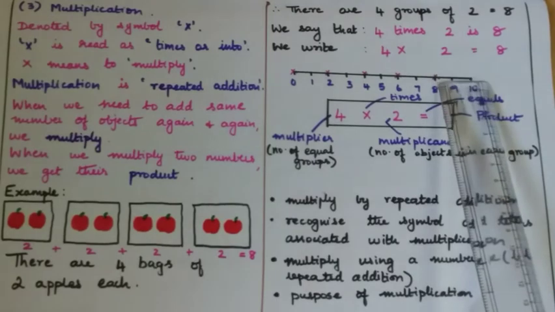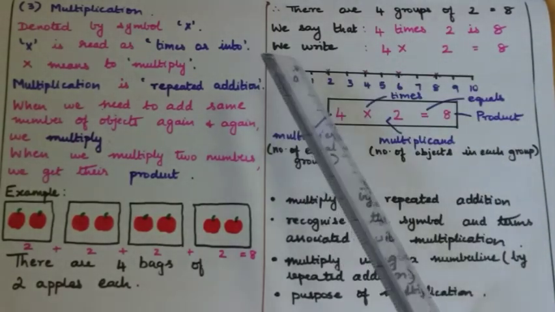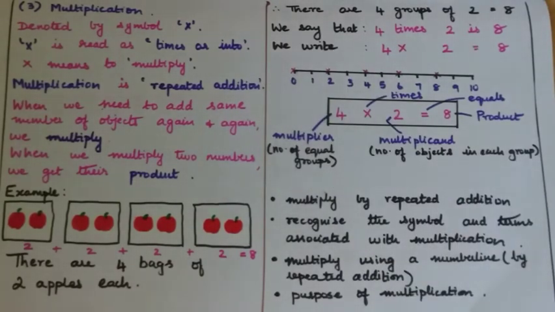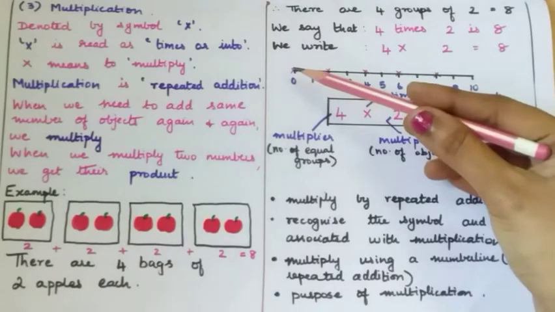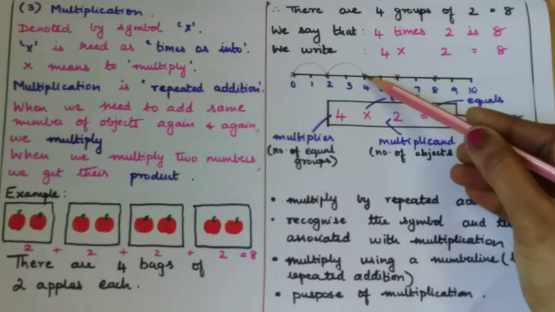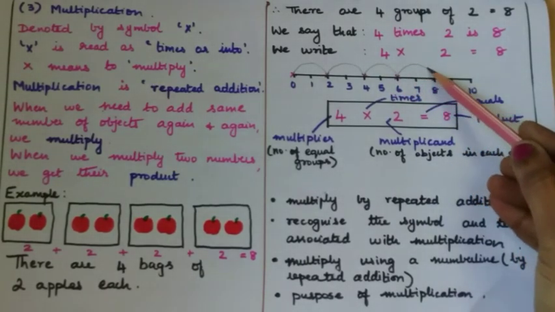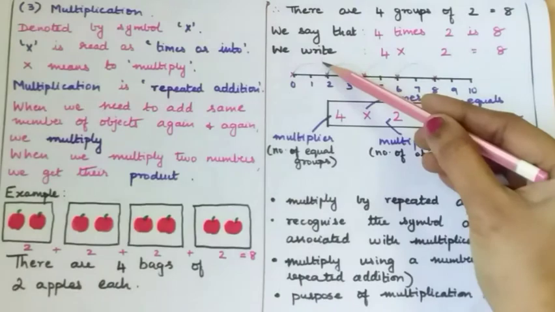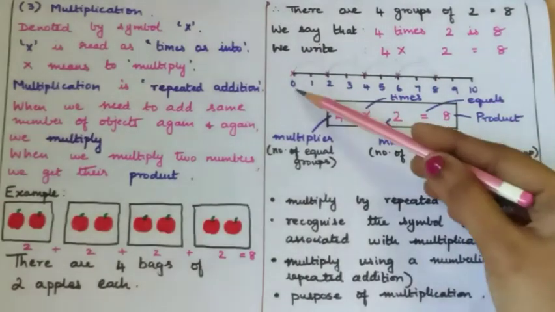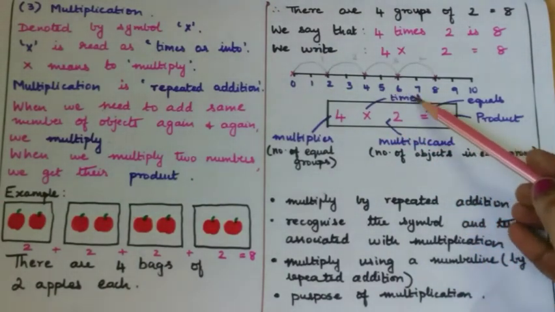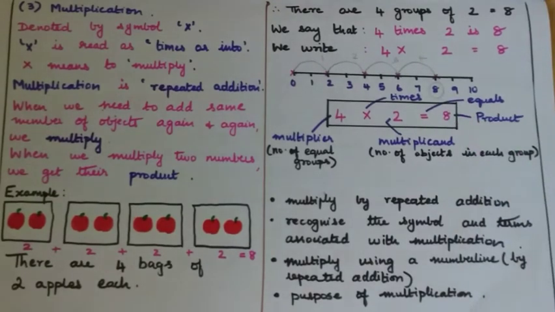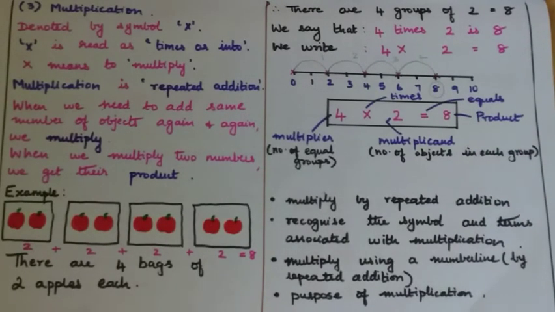Since it is 4 times 2, we need to move forward on the number line 4 times by skip counting in 2's. So when I start from 0, I need to skip 1 and land on 2, skip 3, land on 4, skip 5, land on 6, skip 7 and land on 8, which is going to give the result. So we need to move 4 times forward on a number line by skip counting in 2's. This is a very important concept which is going to be the base for learning tables.